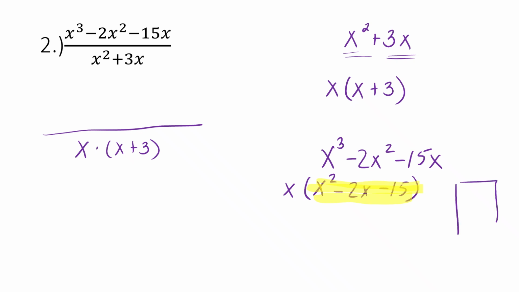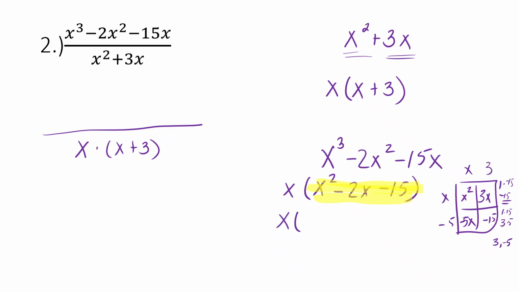Setting up our area model, we've got x squared, we've got negative 15. We do 1 times negative 15 is negative 15. My options are 1 and 15 and 3 and 5. If I want that to come out to a negative 2, I need a positive 3 and a negative 5. So positive 3x, negative 5x, x, 3, negative 5.